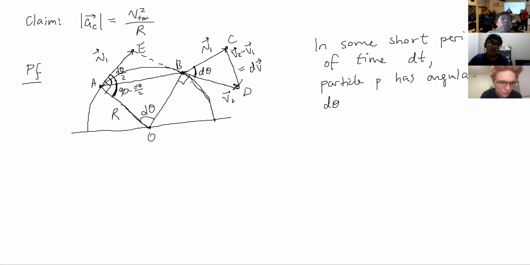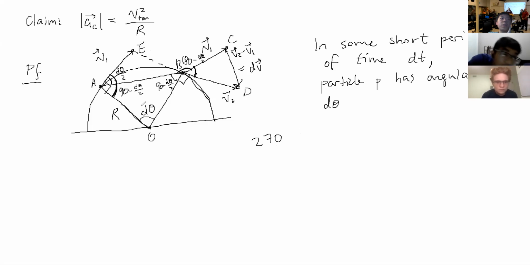Since I translated it over, and AE and BC are parallel, they form a parallelogram, which means that EAB and ABC form 180 degrees. So this is 180 minus d theta over 2, and this is also 90 minus d theta over 2. When we add all these together, we're supposed to get 360, and we don't know what the last angle is yet.